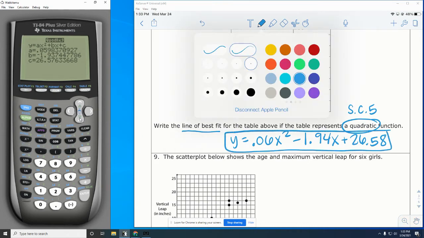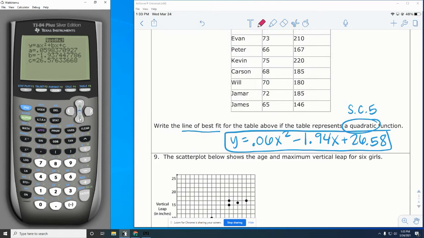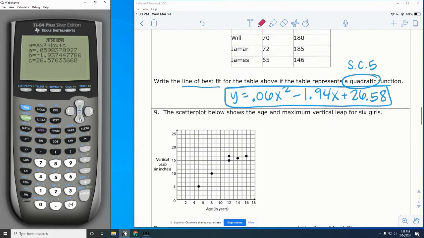Keep in mind, if it says quadratic, that means I need an x squared or an n squared or a letter squared. So if I don't see a squared, if this is multiple choice, I would immediately mark out anything that does not fit the pattern for a quadratic function.